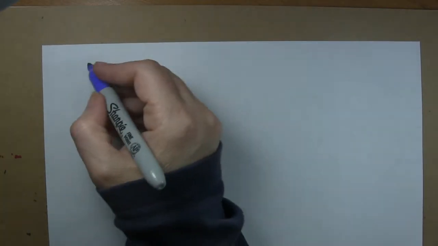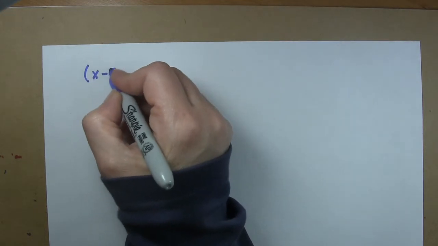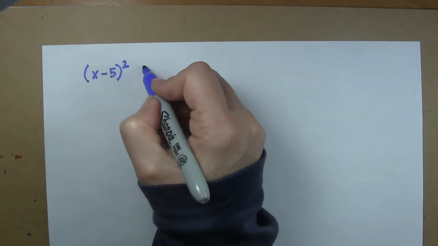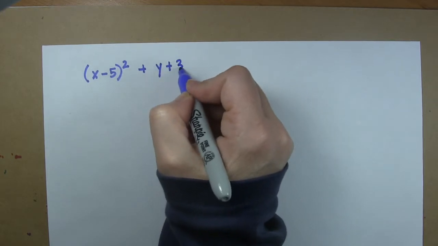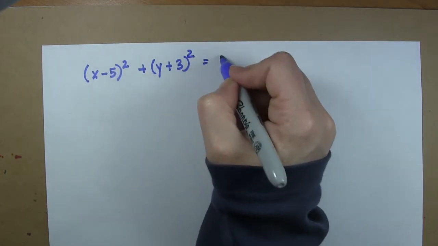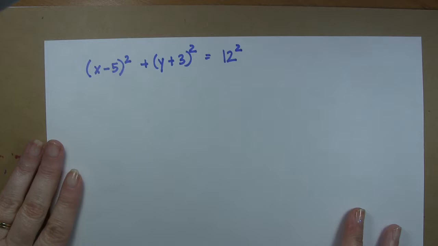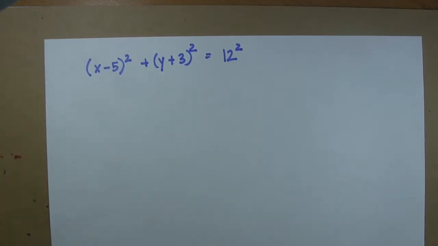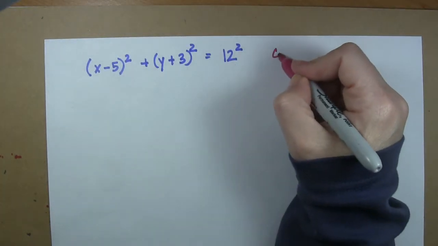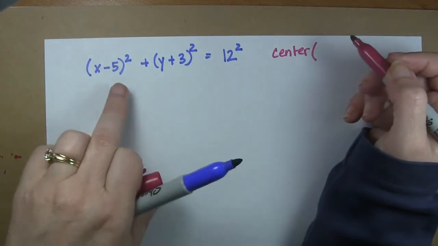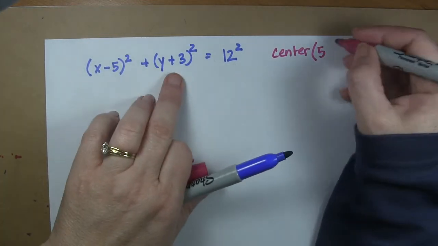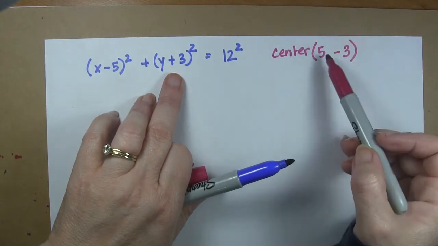So let's look at an example equation and see what you can figure out. Let's say that our equation, this is a circle, is x minus 5 quantity squared plus y plus 3 quantity squared equals 12 squared. So that would be our radius, a radius of 12. All right, so what is the center of this equation? Well, our center is going to be positive 5 and negative 3. Positive 5 and negative 3.